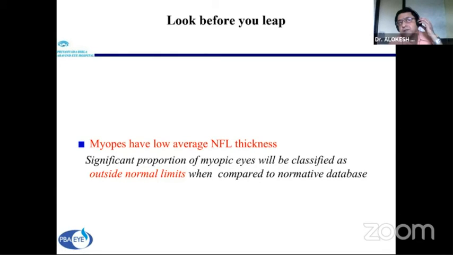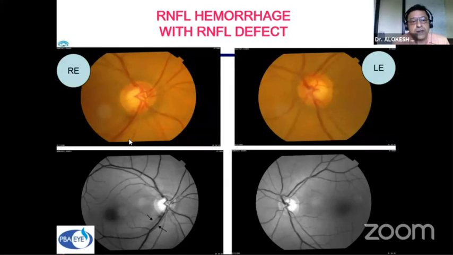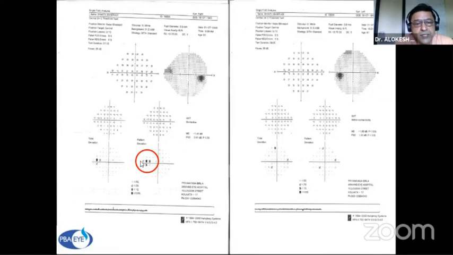The third case is a middle-aged diabetic lady, a mean diurnal of 18 to 19, CCT slightly in the thinner range. If we look at the disc picture, you can see very clearly that there is an inferior thinning in the right eye with a reabsorbing splinter hemorrhage and a corresponding RNFL defect. But once you do the OCT, you find that it is absolutely normal. So what is happening? When we do the visual fields, we see that there is an absolutely corresponding lesion here.